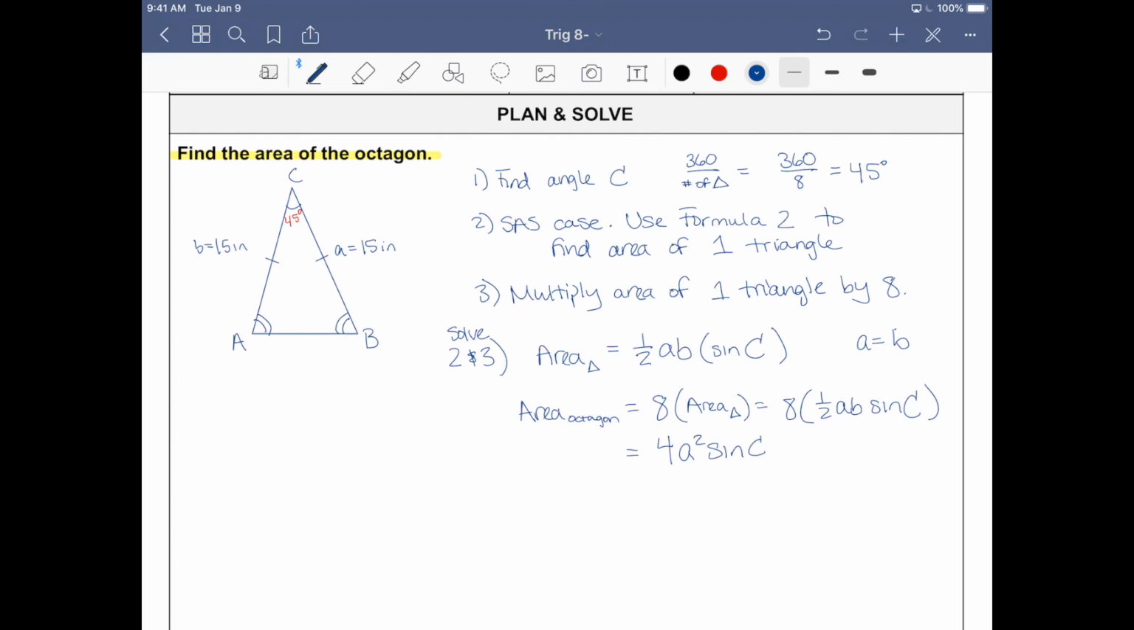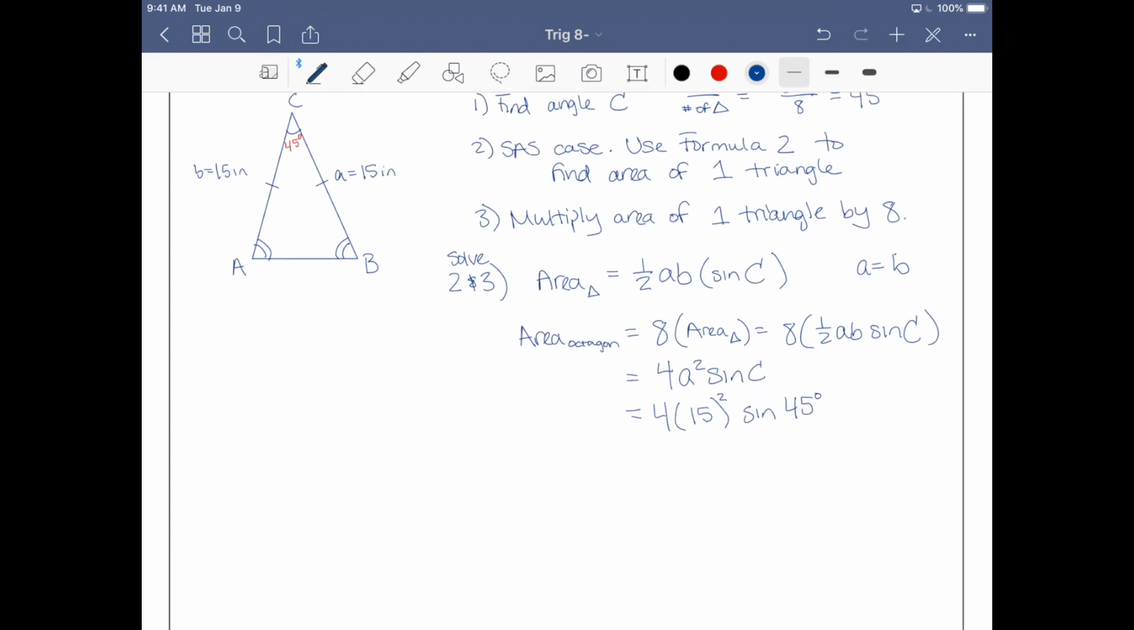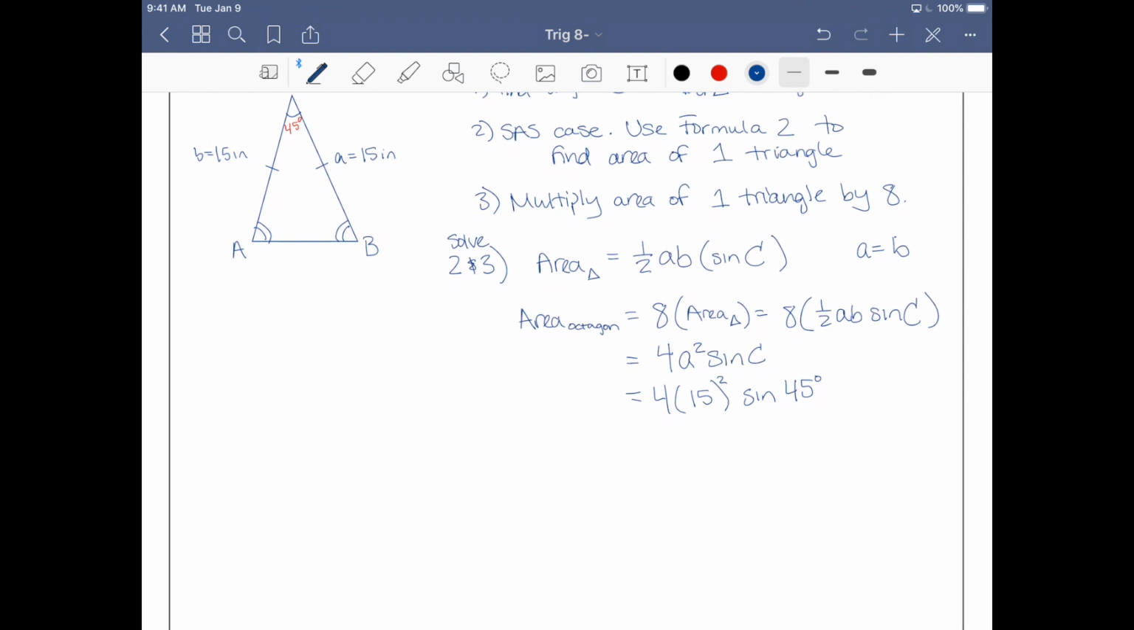So now I'm just going to plug things in. 4 times 15 squared times sine of 45 degrees. Well, we already know what sine of 45 degrees is without a calculator, so let's first find the exact answer. When I plug 15 squared times 4 into my calculator, I get 900. And then sine of 45 degrees is root 2 over 2. So if I simplify a little bit more, I get 450 times root 2 square inches. So that's the exact answer.